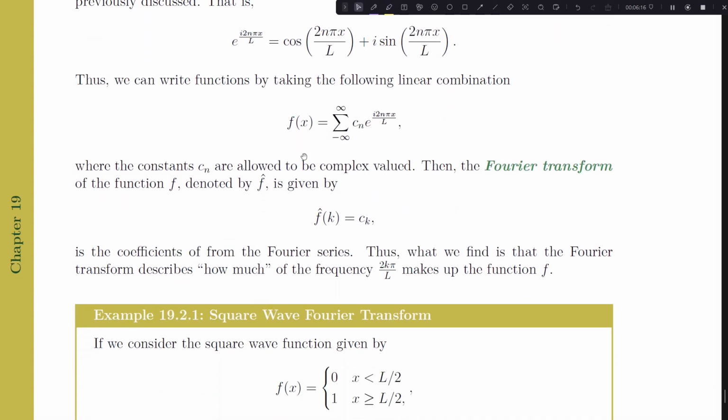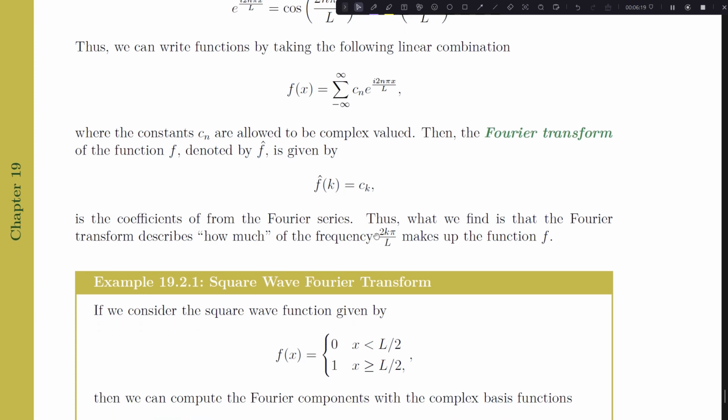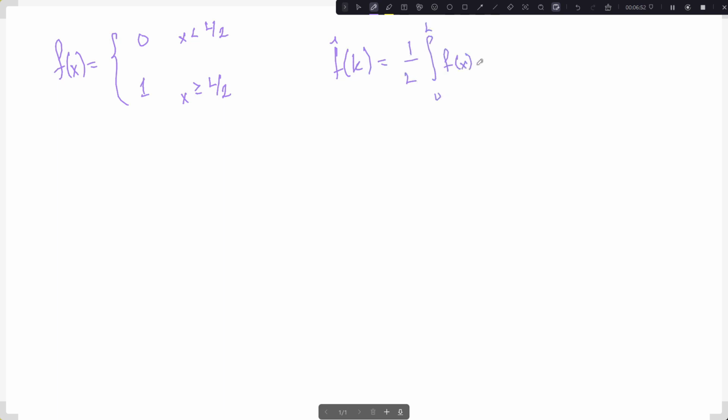So if I scroll down, we can take the Fourier transform of the square wave, and I'll jump back over to the whiteboard to calculate this out. Maybe we can calculate the Fourier transform of the same square wave we were dealing with last time. This is the function that's 0 to the left of L over 2, and it's the function that's 1 to the right of L over 2. And the Fourier transform is just what I had written down on the previous page. It's the integral from 0 to L of f against the complex exponentials with a negative I 2 pi k x divided by L dx.